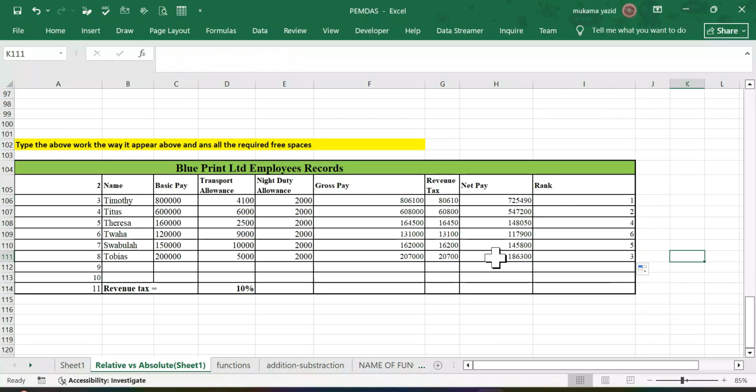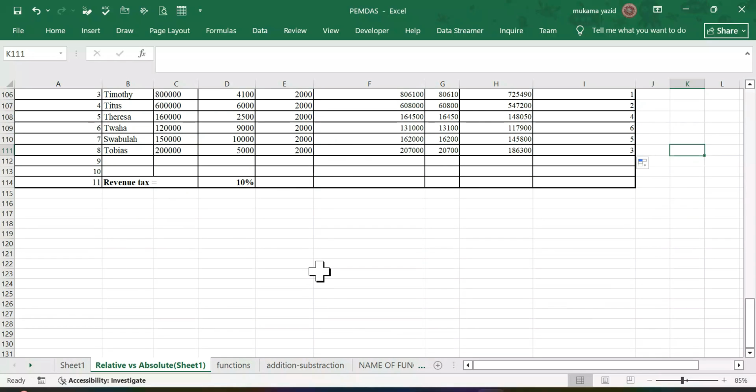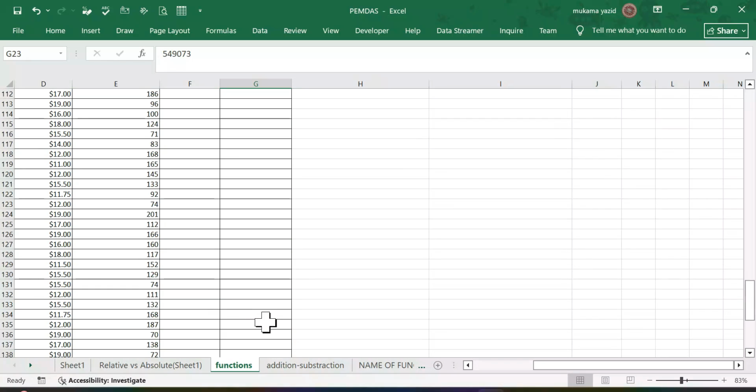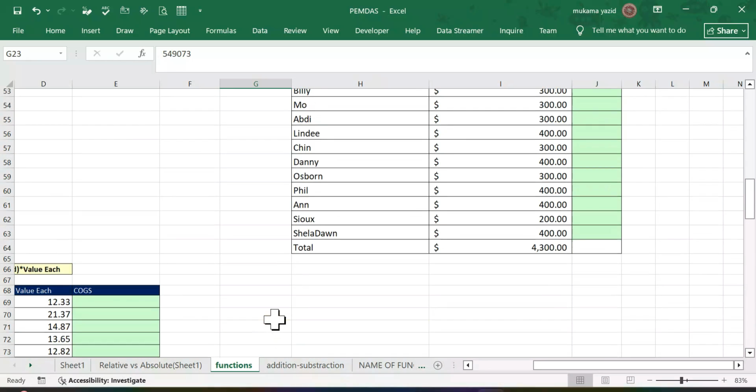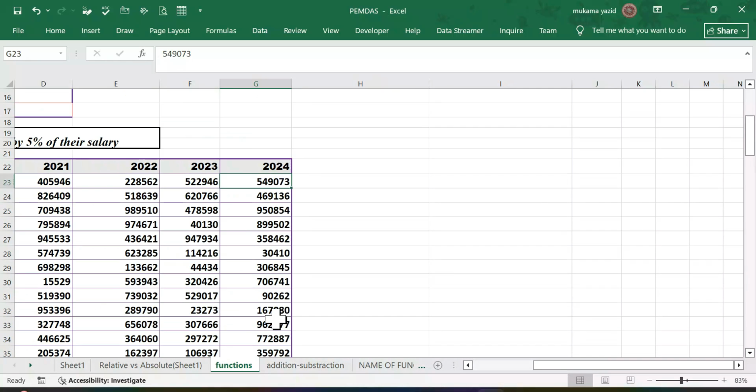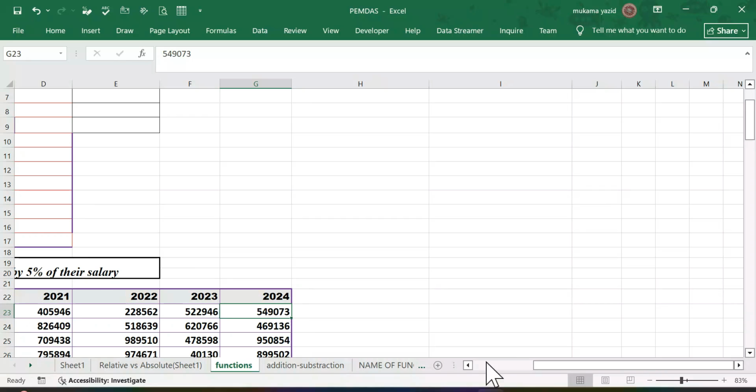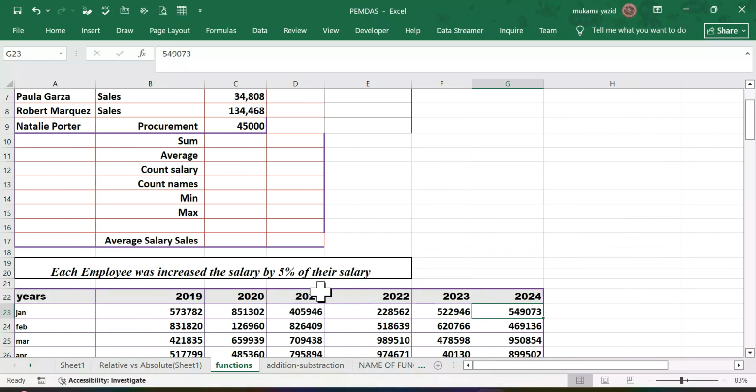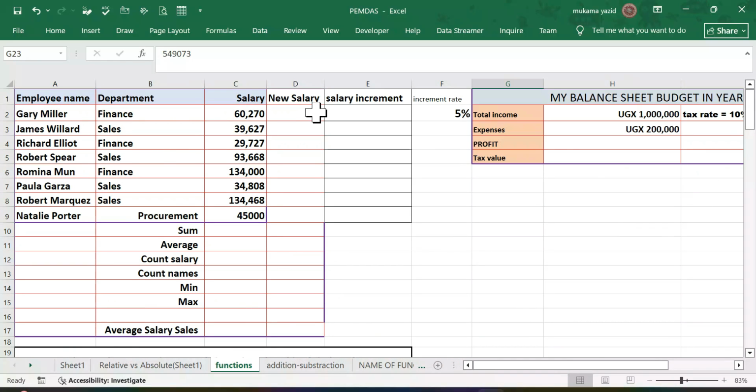So I think that is it. You can see this one has the greatest amount and it's having rank 1. So that is what I wanted. I think this one is also done. Let us go to the function sheet. Here we have some calculations. These are the calculations, very simple.